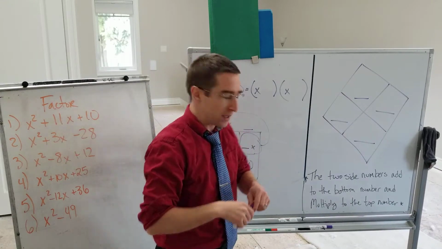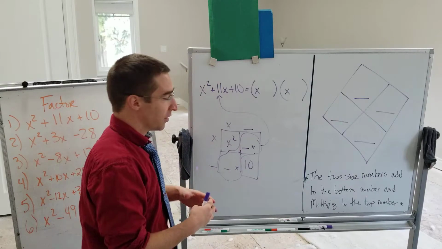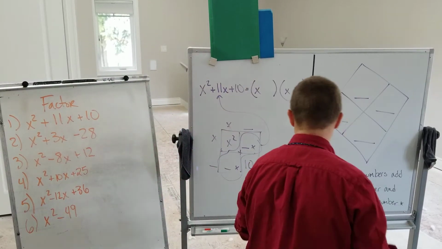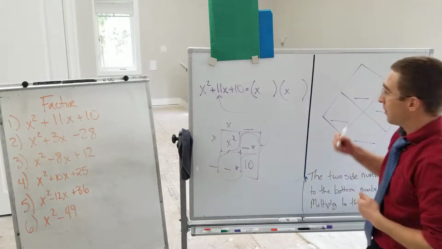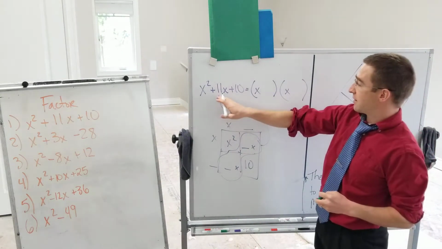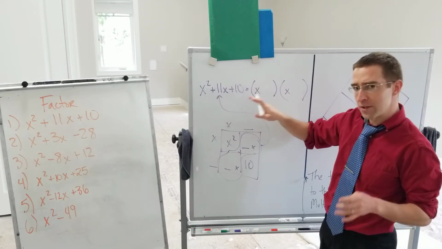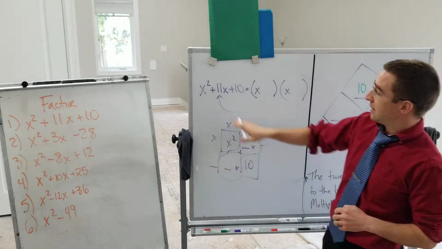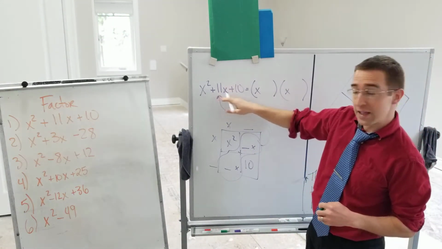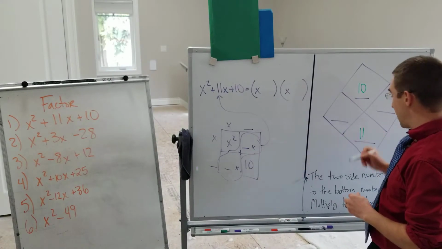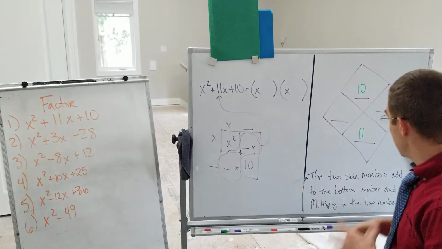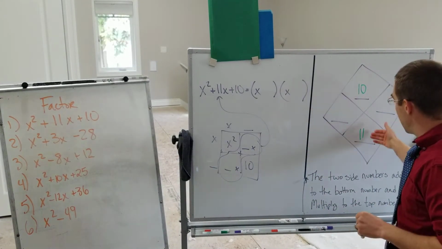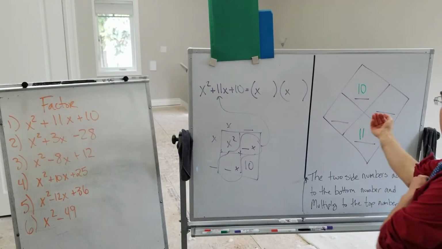So instead of drawing up the box and doing all that, we can do a quick diamond problem. The diamond problem says, take the number that's all by itself, the 10, put it in the top of the diamond, take the 11 in front of the x, put it in the bottom of the diamond, and now we've got this diamond problem with the 10 and 11, and we've got to find these side numbers.